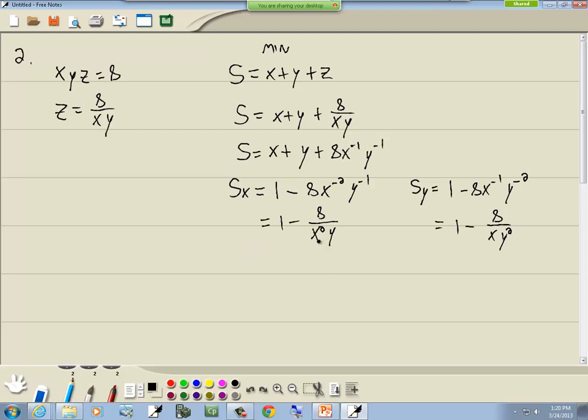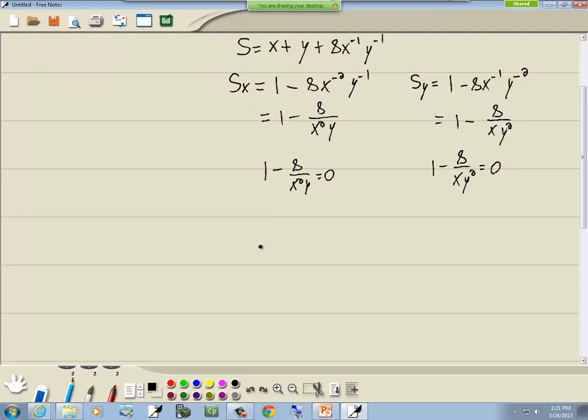Now we want to set those equal to 0 and solve them simultaneously. So we've got 1 minus 8 over x squared y is equal to 0. And here we got 1 minus 8 over xy squared is equal to 0. Now I'm going to take the fraction over to the right side. So we got 1 is equal to 8 over x squared y. And 1 is equal to 8 over x y squared. Here I'm going to multiply both sides by x squared y.